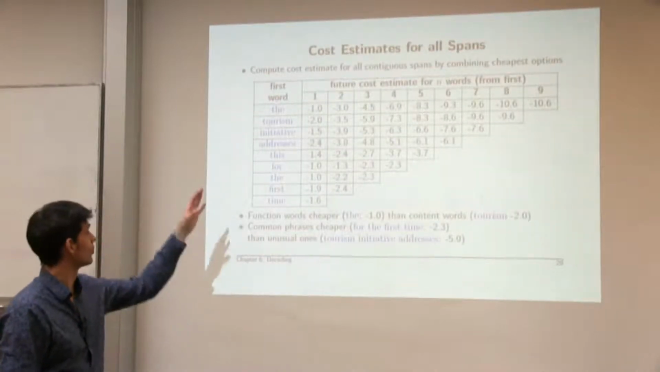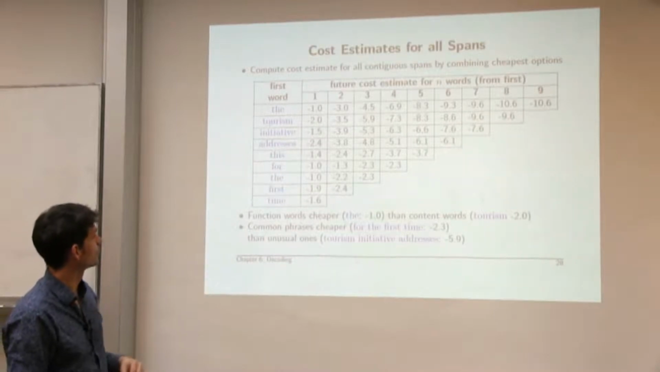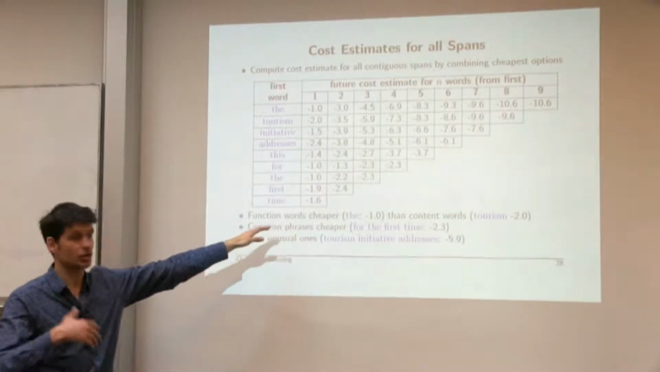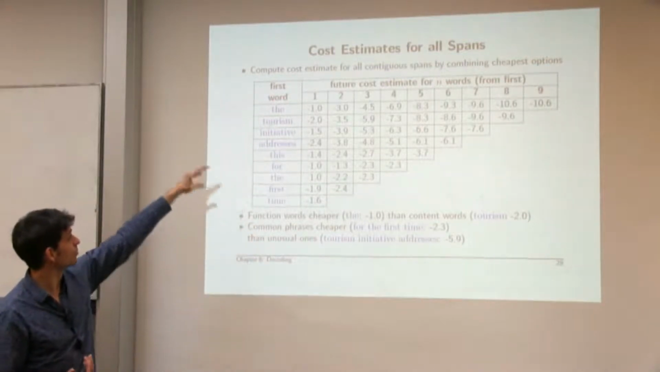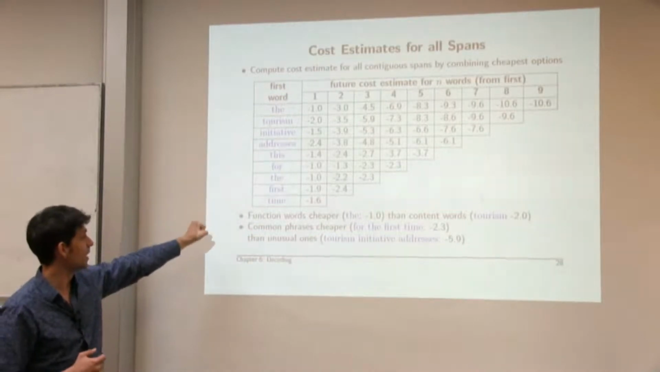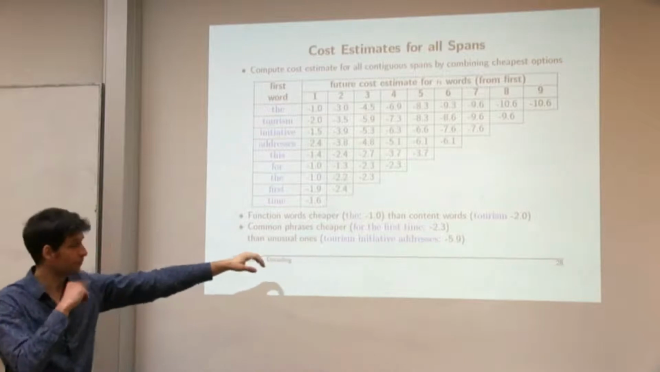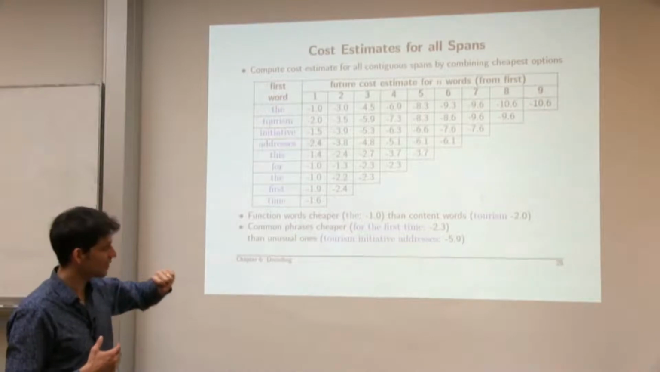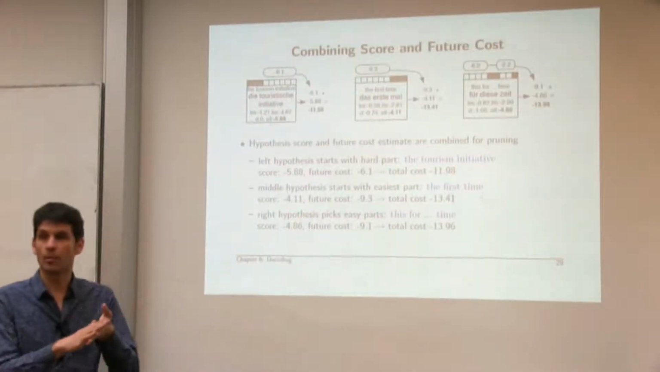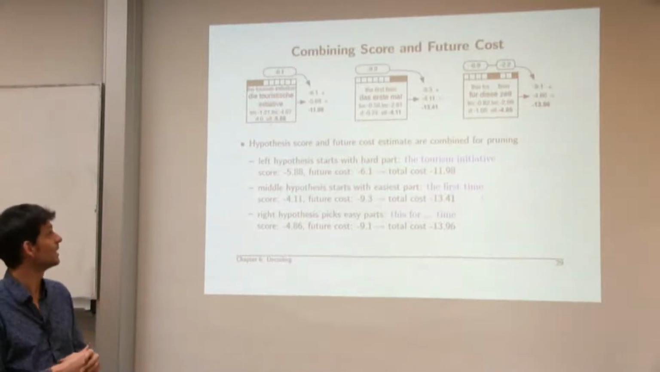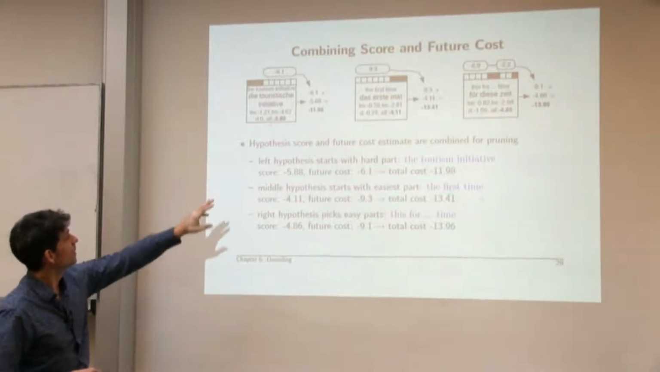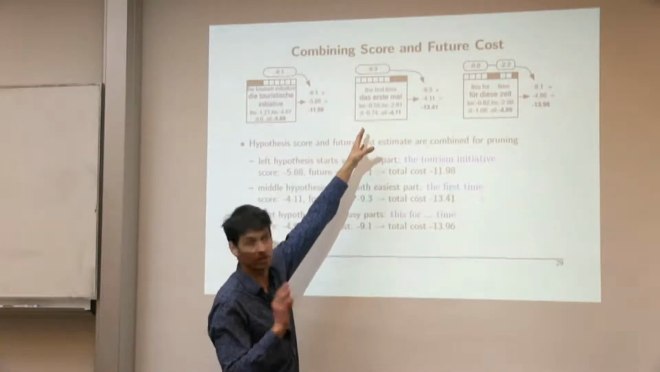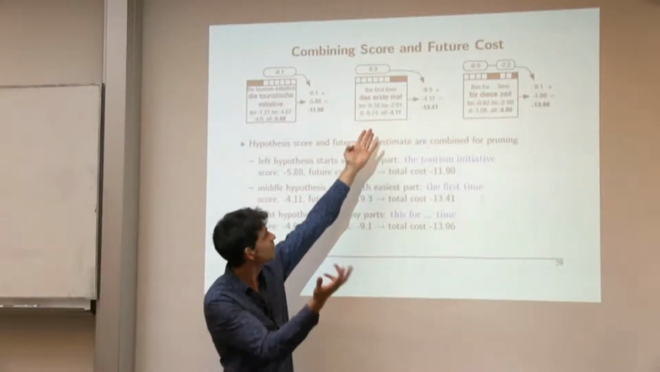So that's the future cost estimate, and that's again illustrated on that particular example, the tourism initiative addresses for the first time. Function words are cheaper to translate than content words, so the tourism is hard to translate, and common phrases like for the first time are cheaper than unusual ones like the tourism initiative addresses. So then, when you are comparing the two hypotheses that we had at the beginning, one of the hypotheses translated the easy words first. So the first time was the candidate translation. So it picked up the easy words at the end of the sentence.